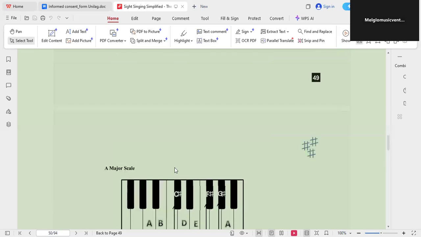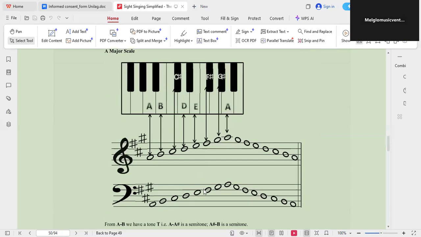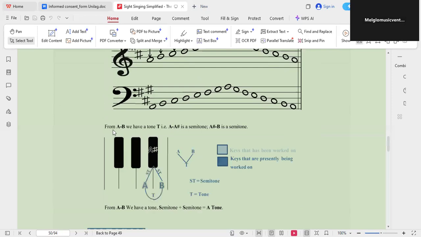Then we go to A major scale. This is the representation of A major scale on the staff and on the keyboard. You notice that the sharps are also identified. So let's go into the explanation. Our major scale pattern is tone, tone, semitone, tone, tone, tone, semitone. That's what we need to form our A major scale.